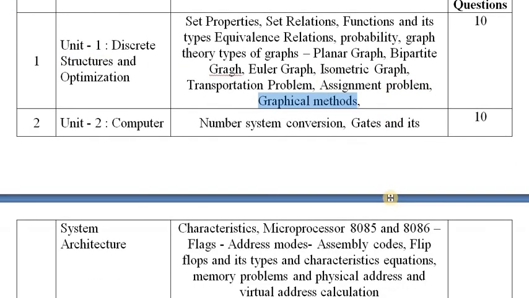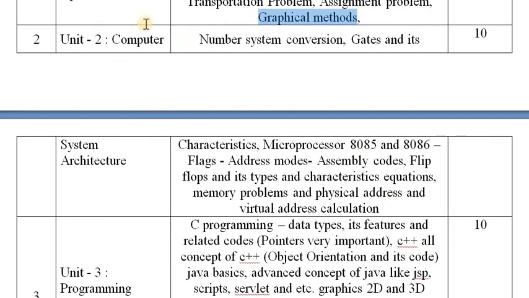Next, unit 2 is computer system architecture. Actually they combined 2 subjects: digital logic and computer architecture. Here you will surely get 1 or 2 questions related to number system conversion, from binary to octal, octal to hexa, hexa to decimal, 4 kinds of number systems there. Beyond that, they will follow some general number system conversion also, and you have to be ready with all conversions.